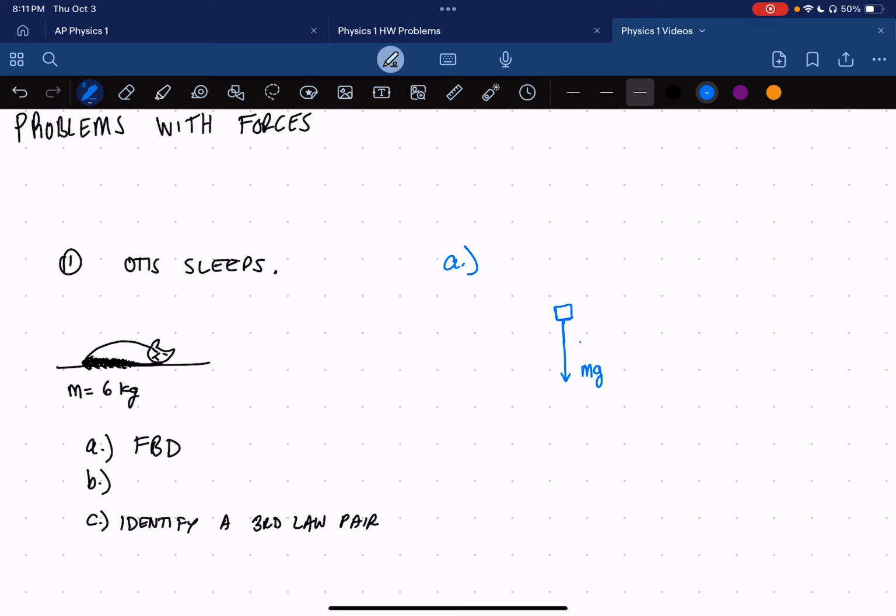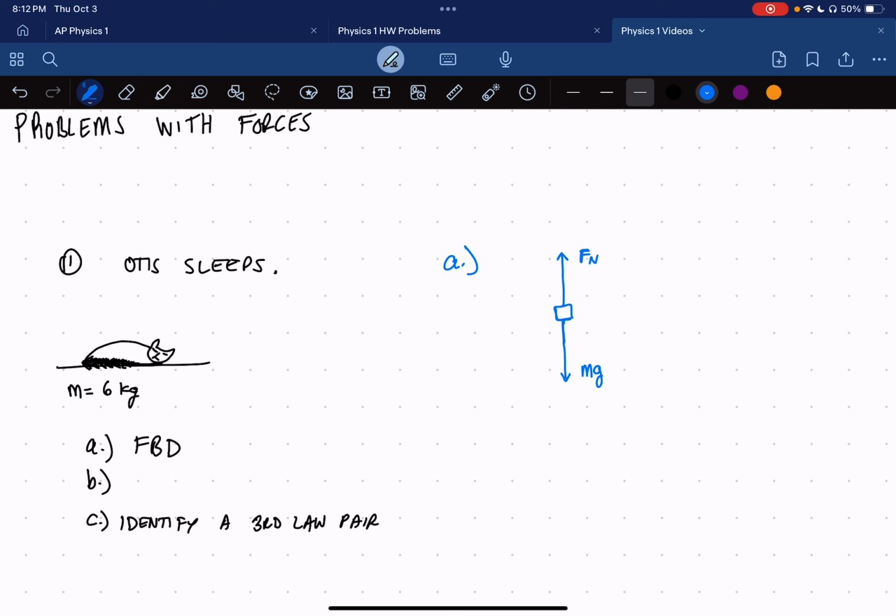Now, if that was the only force on Otis the cat, Otis would be in free fall. And so Otis would be falling and gaining speed. And so there is another force on Otis, and it is coming from the floor. The floor is pushing back up against Otis, and you can pause and think about what kind of force that is. A surface puts two kinds of forces on objects, and one of them is friction, but that's not this case. The other one is a normal force. So capital F, capital N as a subscript. Cool, so that's part A.